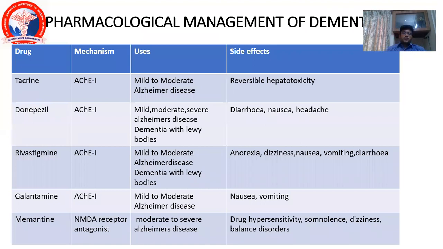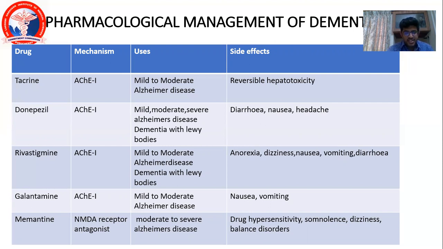Something in brief about the pharmacological management. On the screen are the various drugs that we use in dementia. Donepezil, rivastigmine, galantamine are acetylcholinesterase inhibitors, and memantine is an NMDA receptor antagonist. Usually at first we start with donepezil. For mild to moderate dementias, we start with donepezil. We start them at 5 mg and can increase up to 10 mg.